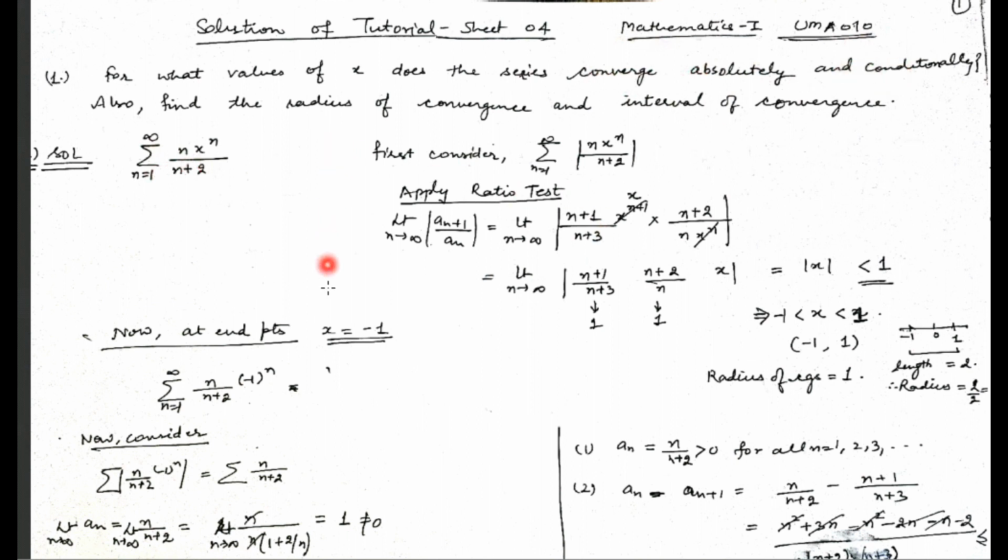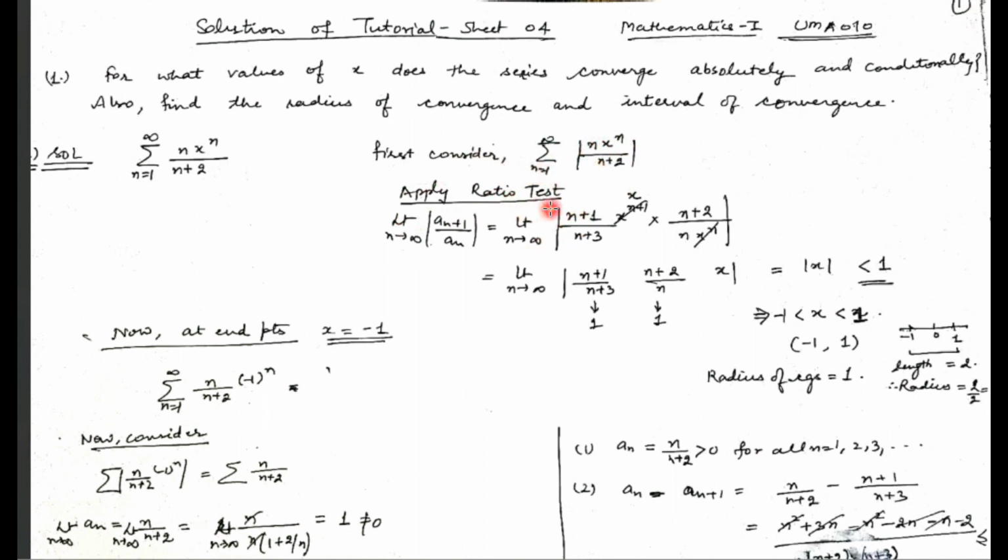Now in these types of questions, first we have to consider the series with mod. Why do we take the mod? Because every test except the alternating series test is applicable to positive term series, and we don't know whether our x is positive or negative, so we consider the mod. So first of all, take the mod of the series, then apply the ratio test.